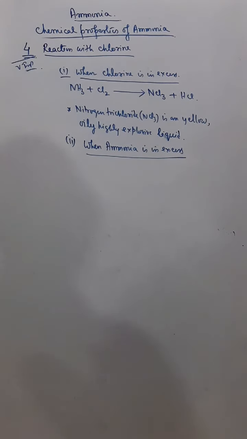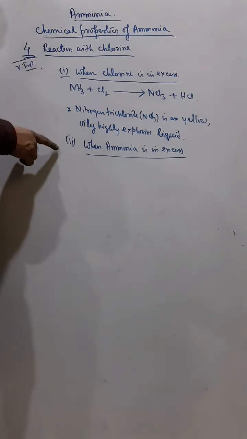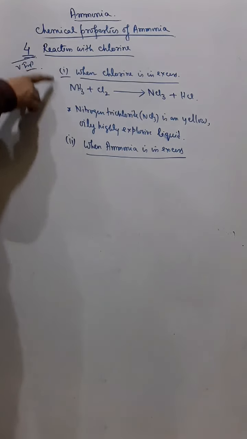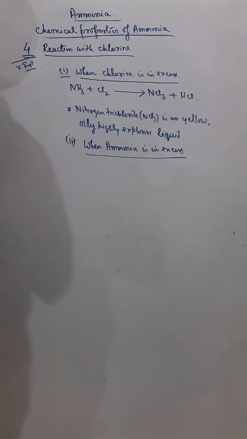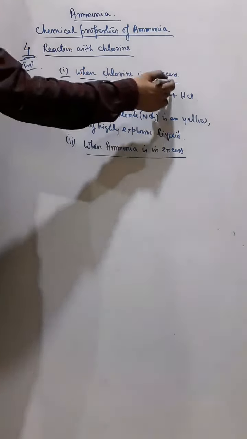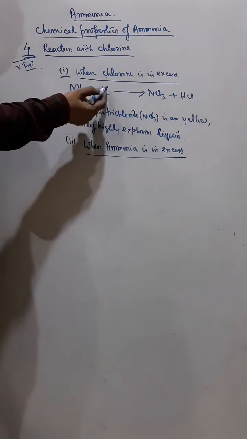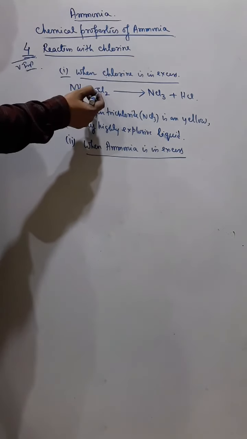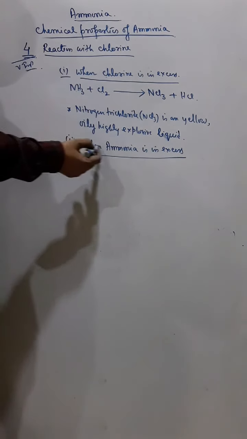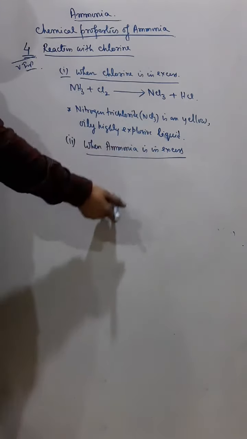Okay, now the next reaction is the reaction with chlorine. Now with chlorine we have to do two reactions. Means it reacts in two ways. First, when chlorine is in excess, that means when chlorine is in excess compared to ammonia. And the next, when ammonia will be in excess. Okay, that I will show you.